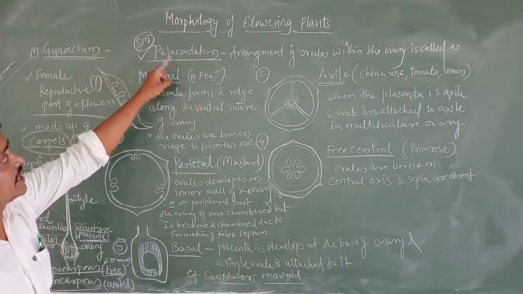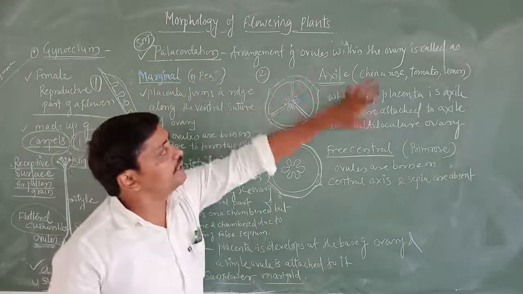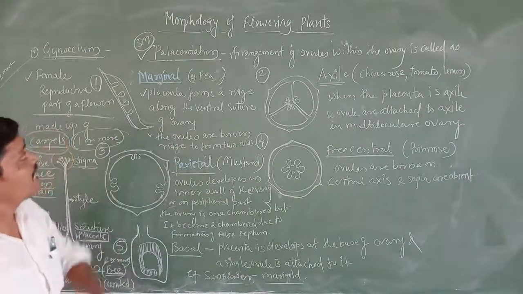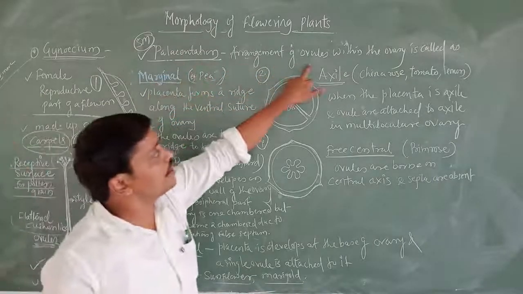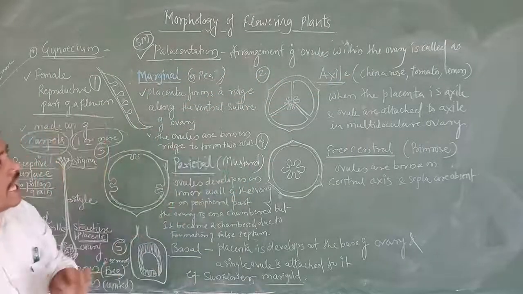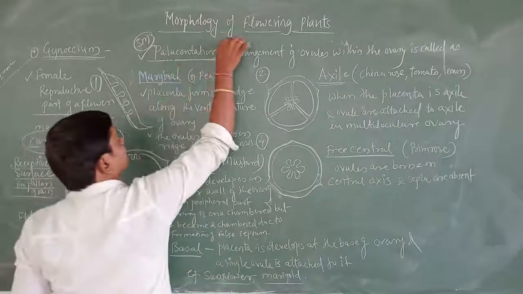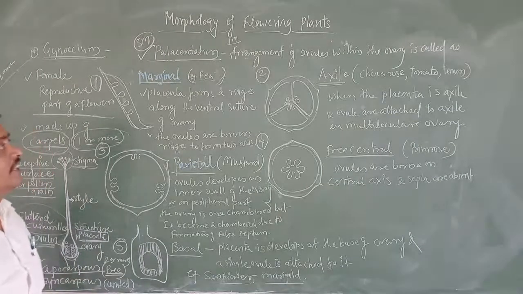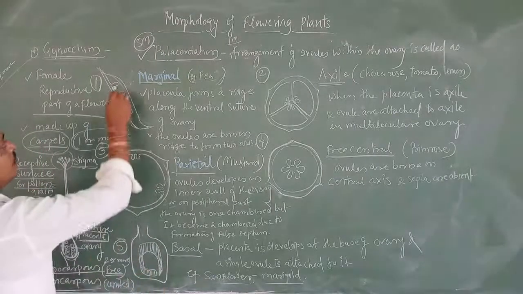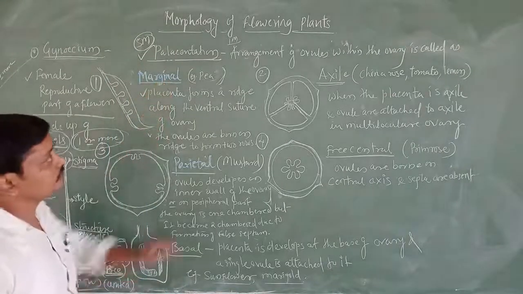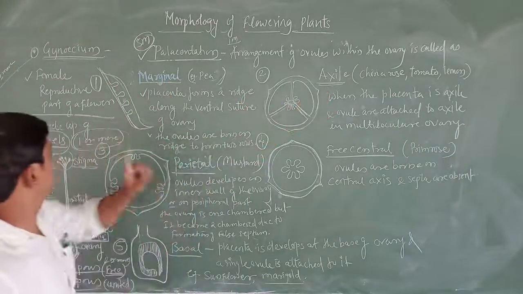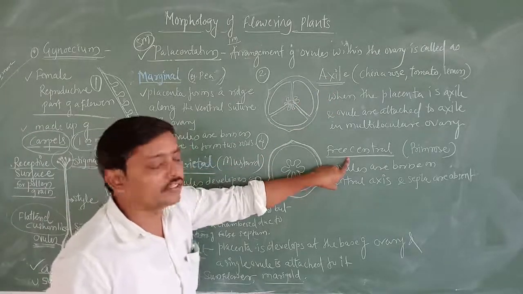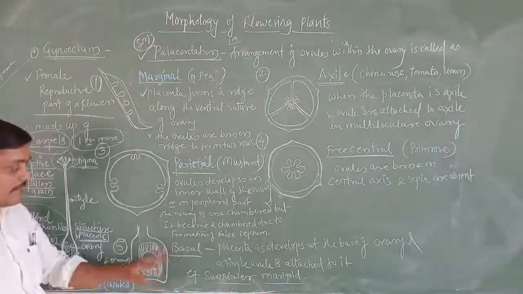What is the definition for placentation? Arrangement of ovules within the ovary is called placentation. And for this you are going to get 1 mark. Define placentation, and explain the different kinds of placentation. Here we are going to study: one is marginal placentation, second is axile placentation, third is parietal placentation, fourth is free central placentation, and fifth is basal placentation.